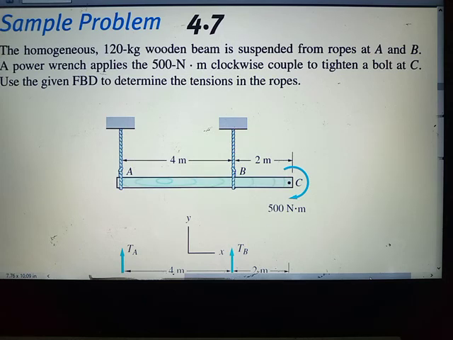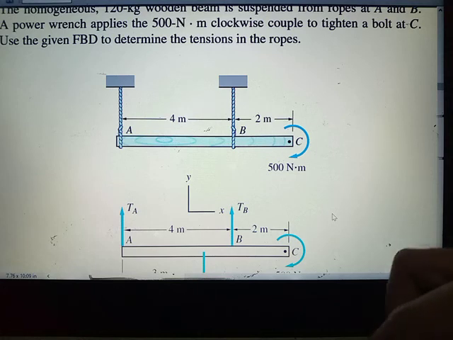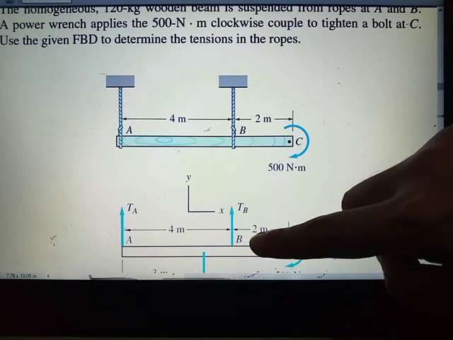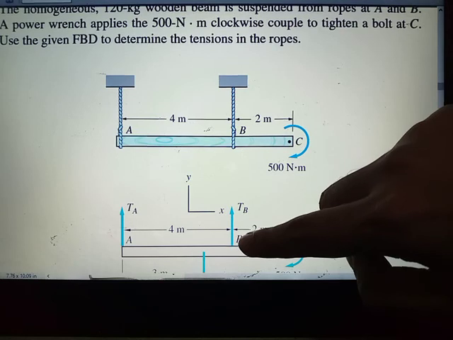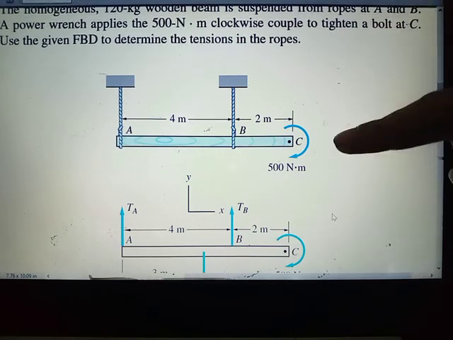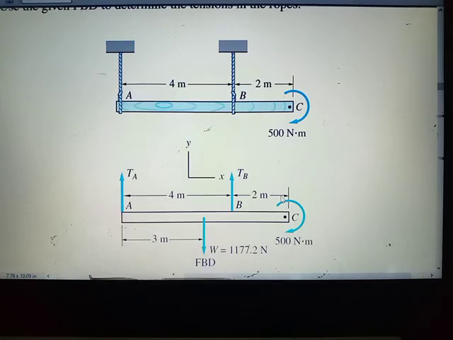Okay, so the free body diagram is easy. You have two ropes, so you have two tension forces. Again, I repeat, when we say a rope or cable, it has tension forces. The tension force is always away from the body. So this is your body, the force is pulling away, so its arrow is upward. That is the tension force.